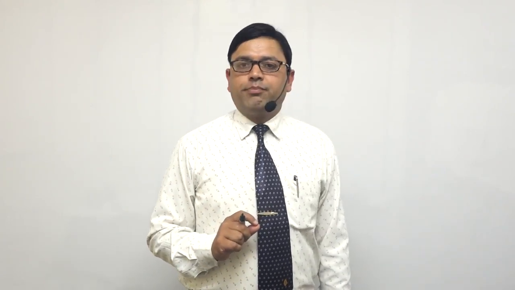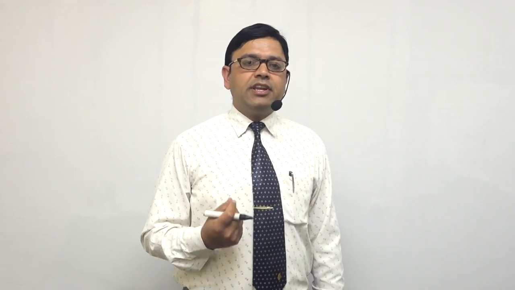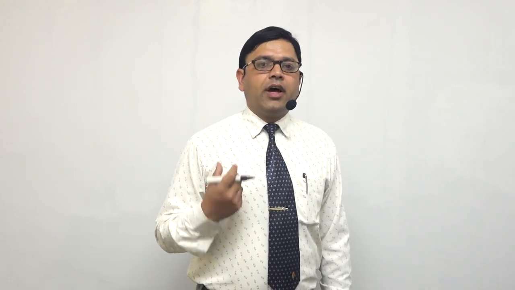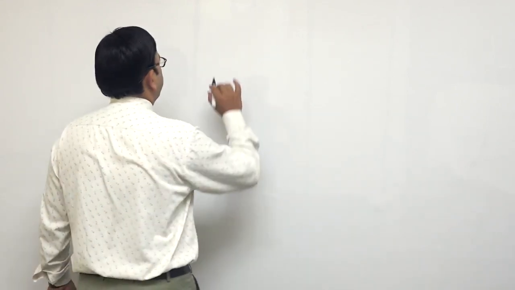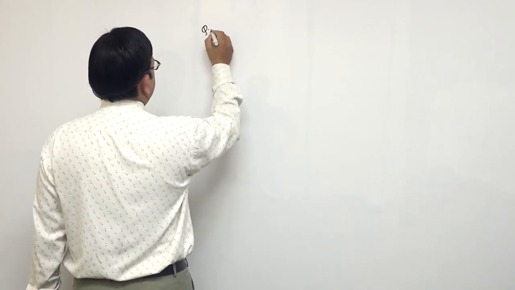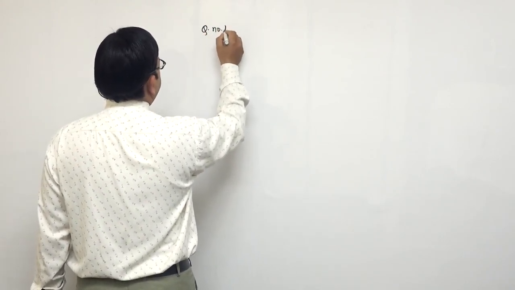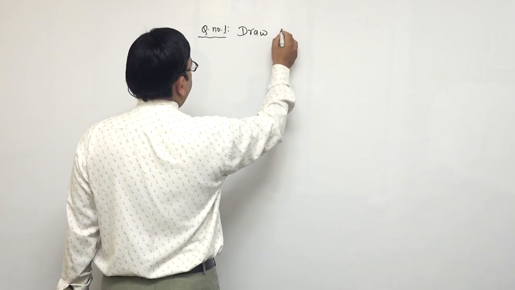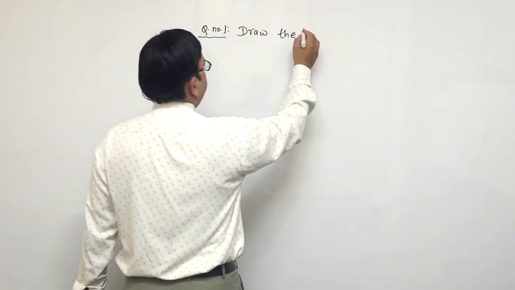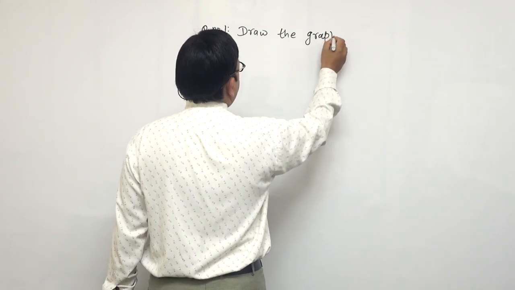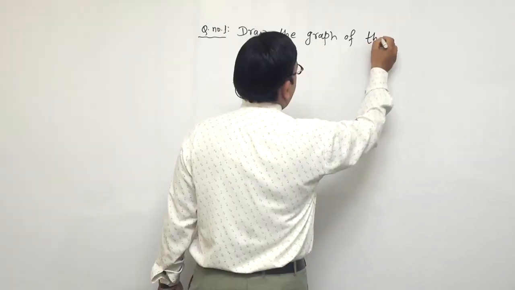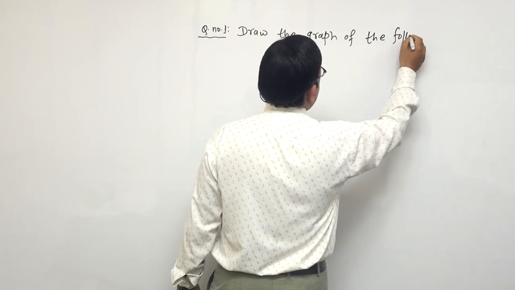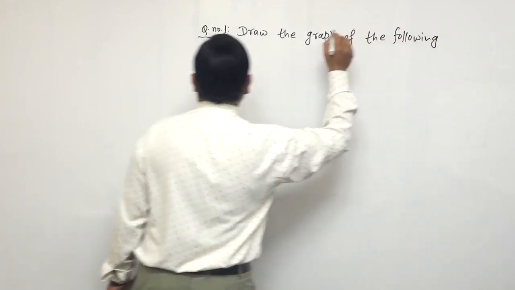Students, now we are going to start question number 1 of linear programming, and this question number 1 is a little easy question, and then we will solve question number 2 and 3 being more complicated. Okay, the first question is question number 1. Draw the graph of the following inequalities.